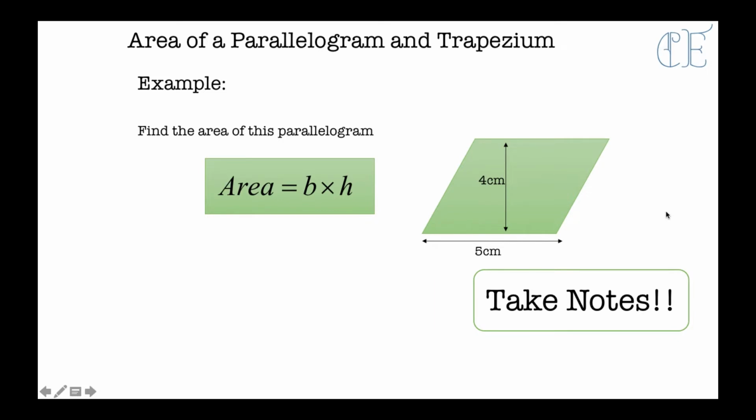So here's an example of a parallelogram. We have a base of 5 centimetres and a height of 4. Find the area of the parallelogram. So we just need to do 5 times 4, giving us 20. And it's in centimetres squared, remember, because we are doing area.